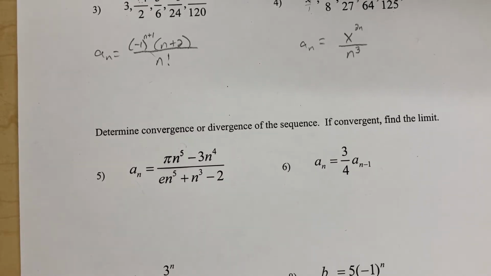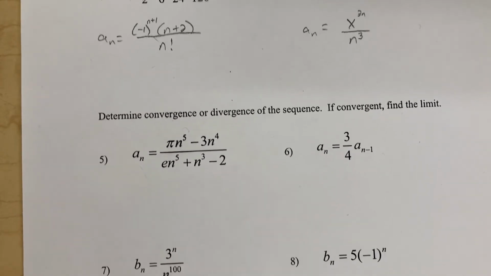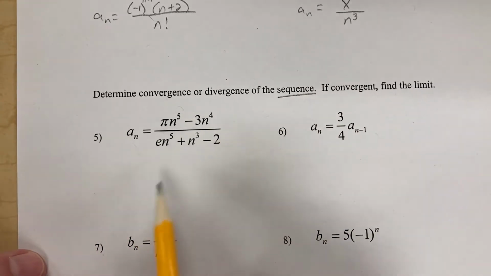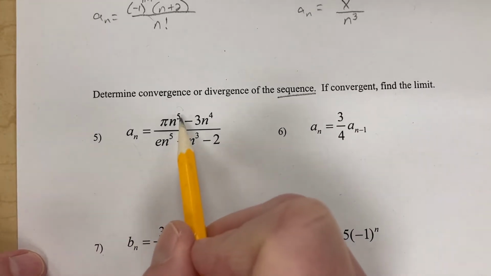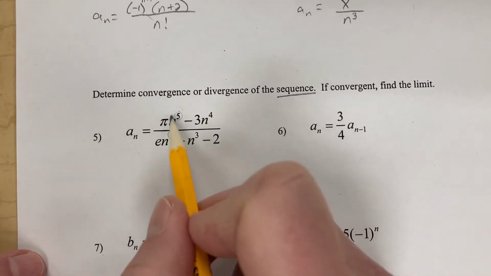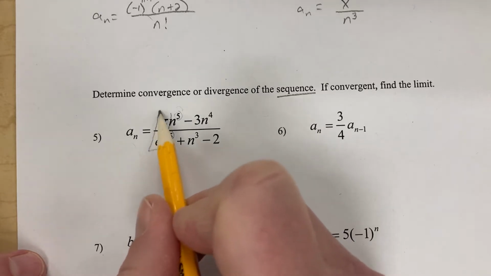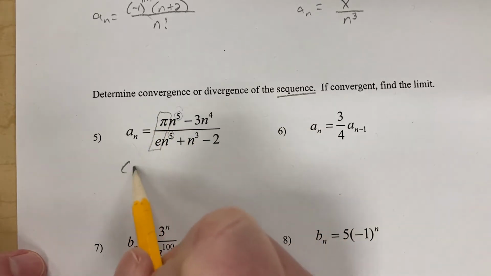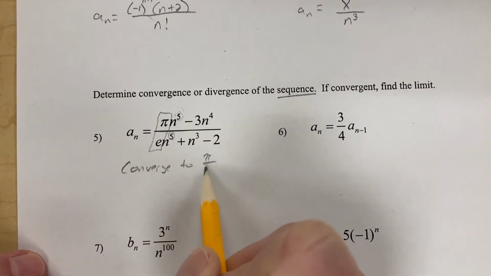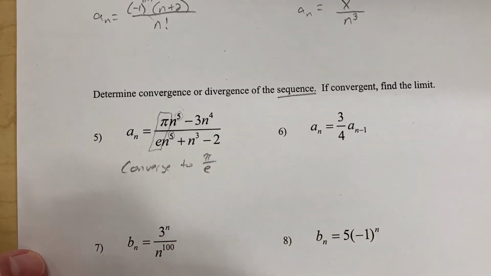All right, these next 3 here want us to find the convergence or divergence of the sequence. So we're just talking about a sequence. What does this go to? If we let n get super, super big, see how we have n to the 5th and n to the 5th? They're the same magnitude. So over time, this will just gravitate to the ratio of these. So this will converge as a sequence to pi over e. Not talking about a series right now, just talking about the sequence itself.